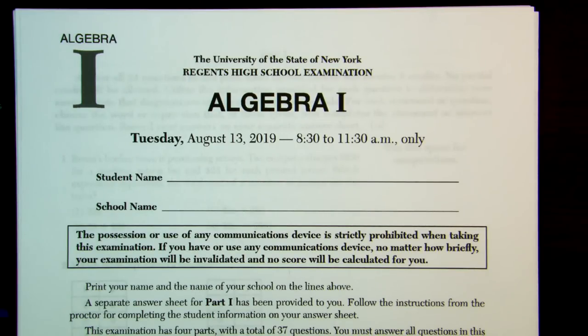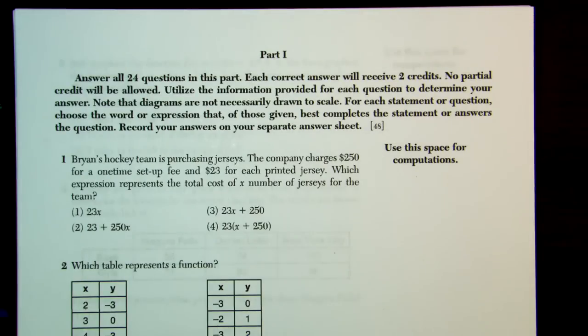Okay guys, here we are studying for the Regents exam. We're going to go over the August 13th, 2019 exam as a review. So let's get started on it.